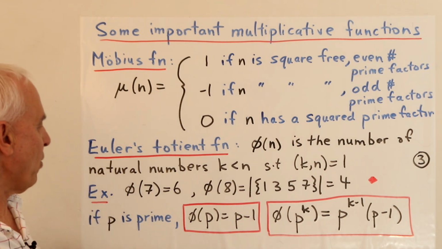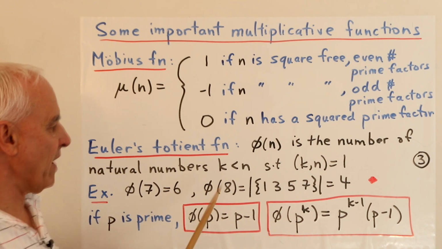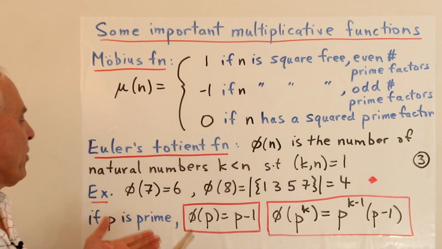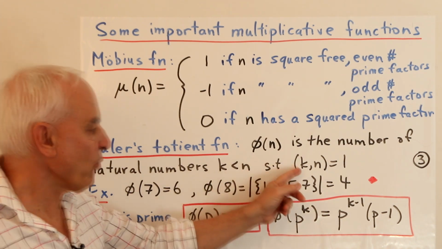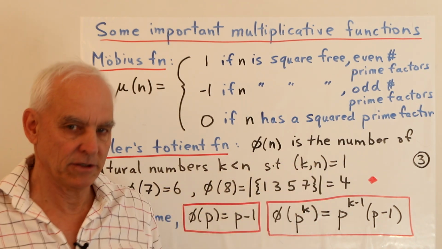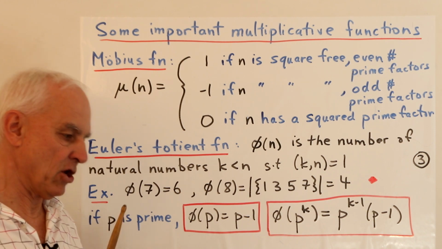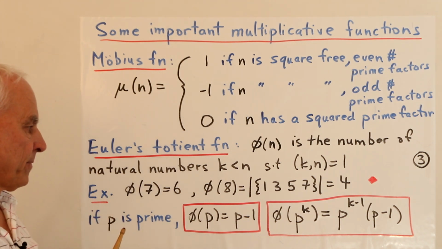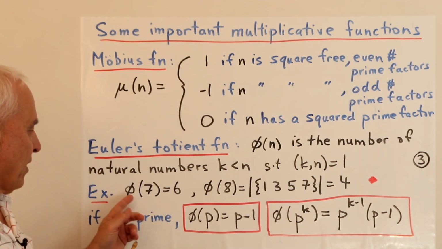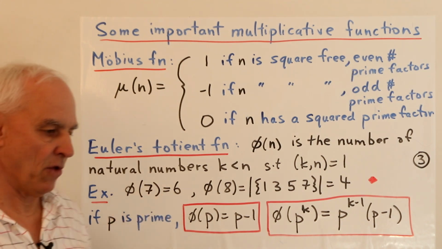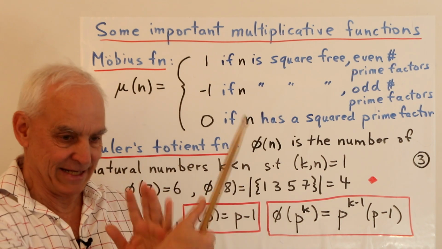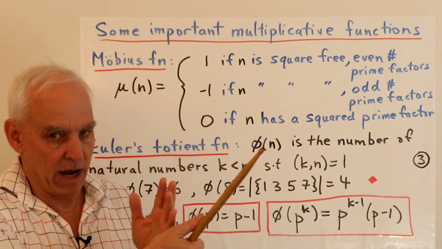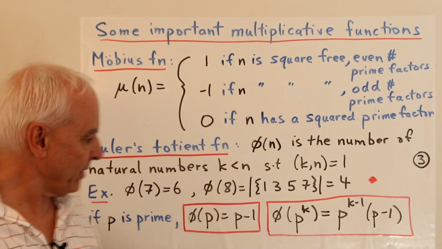Okay, another one, the Euler totient function, phi of n. This is the number of natural numbers k less than n which are relatively prime to n. In other words, which don't have any common factor with n. So for example, phi of 7 is 6, because all the numbers 1, 2, 3, 4, 5, and 6, all the natural numbers less than 7, are relatively prime to 7, because 7 is a prime.